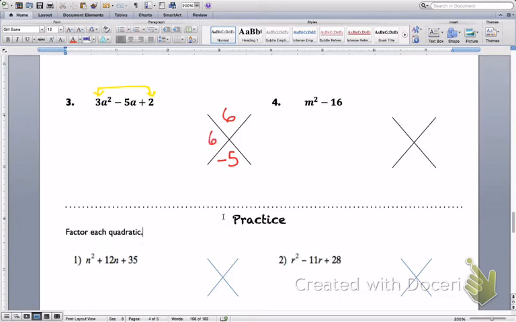So if I try 6 times 1, those will not work because they will give me 7 when I add them, so I don't use that. So I need to use 3 times 2, but that gives me a +5, so I make them both negative. That gives me a -5. So I'm going to go ahead and take my middle term and split it. Keep the first term.